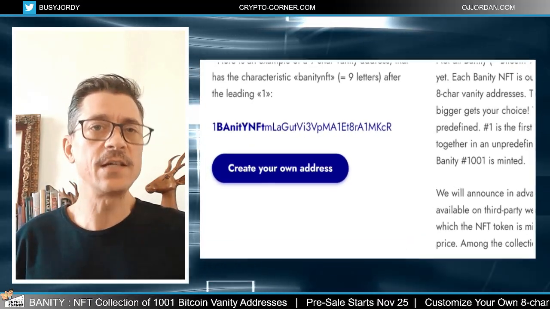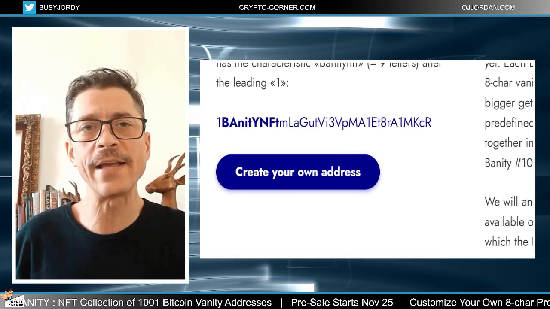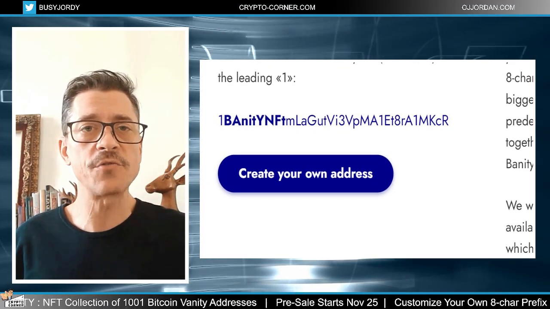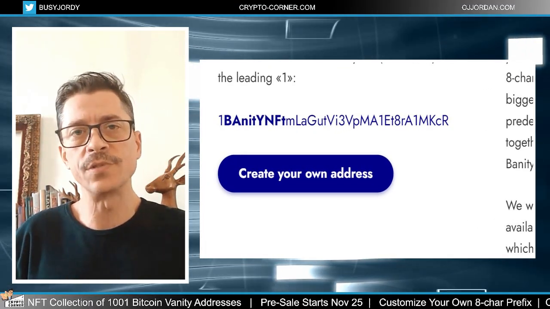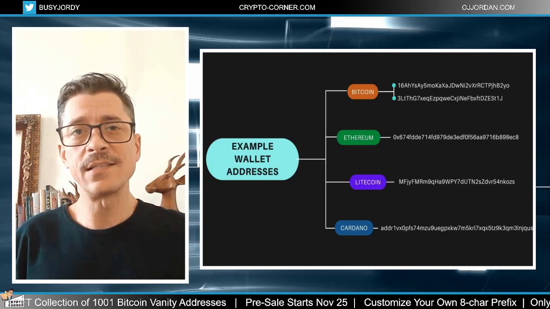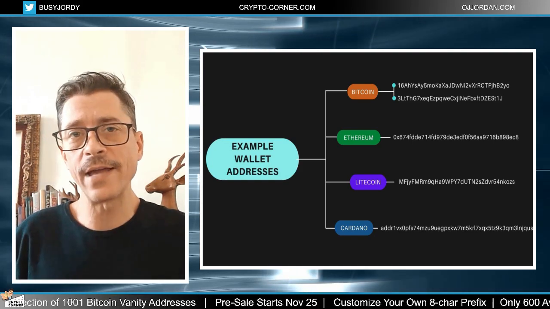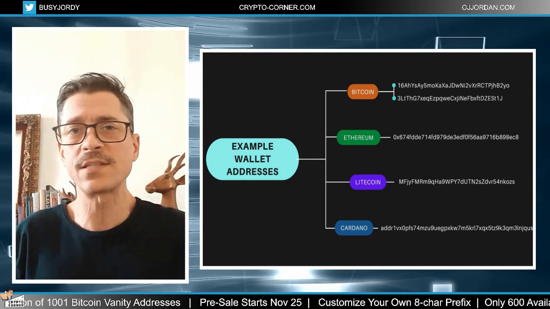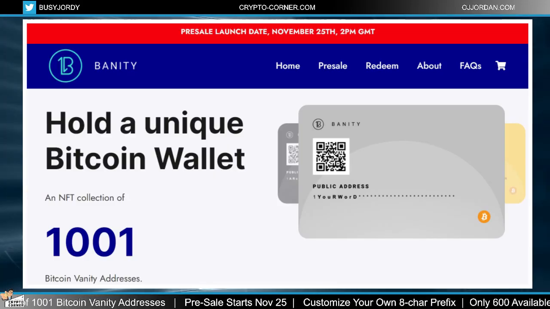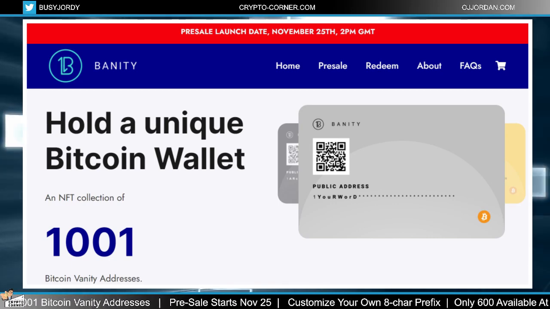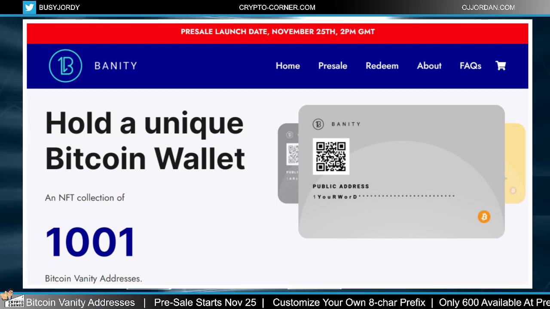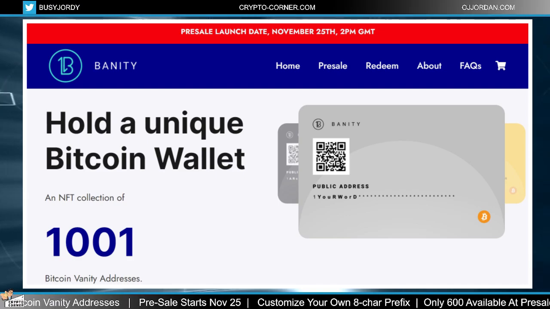Of course, the first letter, which is the digit 1, cannot be replaced as it indicates a Bitcoin address. Each blockchain has its own starting letter or digits that distinguishes it. For Bitcoin it's 1 or 3, for Ethereum it's 0x, for Litecoin it's M, so these aren't subject to change. So what Banity has done, and quite cleverly I think, is to combine NFTs with a vanity address creation.